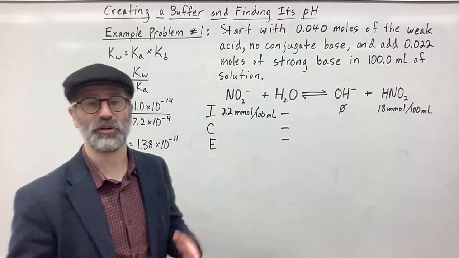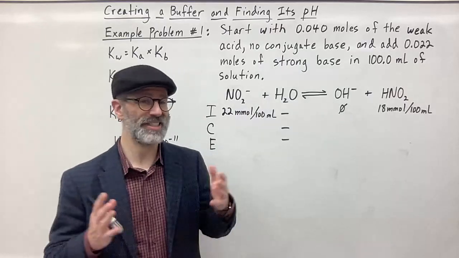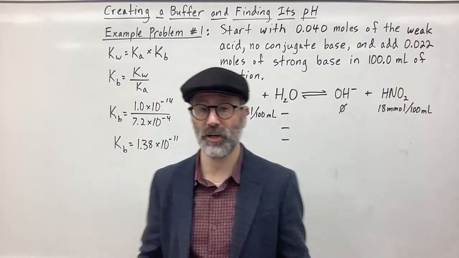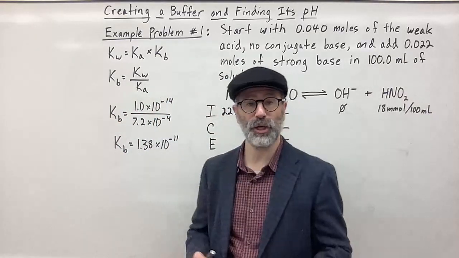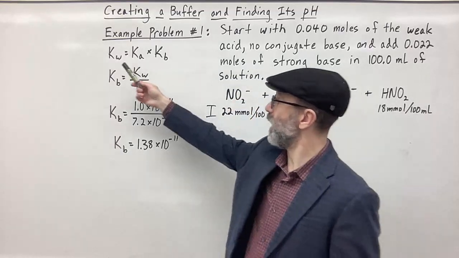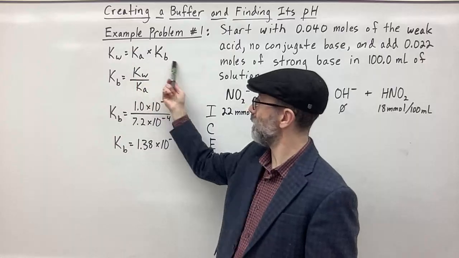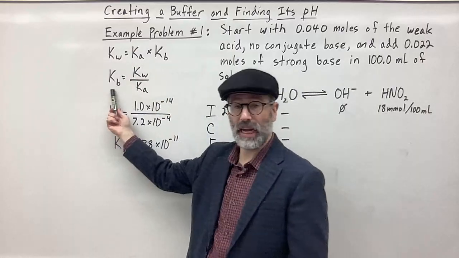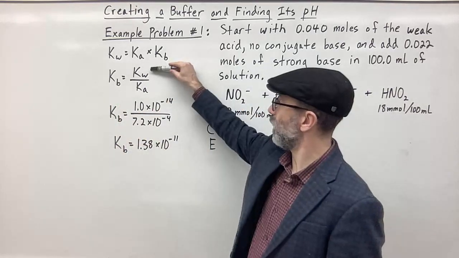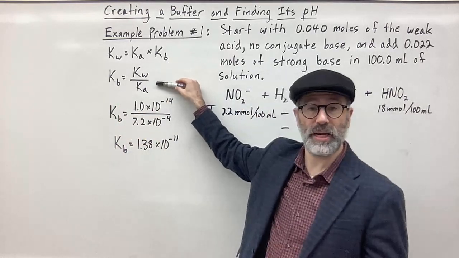And the Kb value, remember, for a conjugate base is not going to be in a table. You're not going to be able to look it up, so you need to calculate it using the Ka value for the weak acid that you can look up, right? So here we have Kw equal to Ka times Kb. Solve it for Kb for the conjugate base, right? And then it's Kw divided by the Ka of the weak acid.